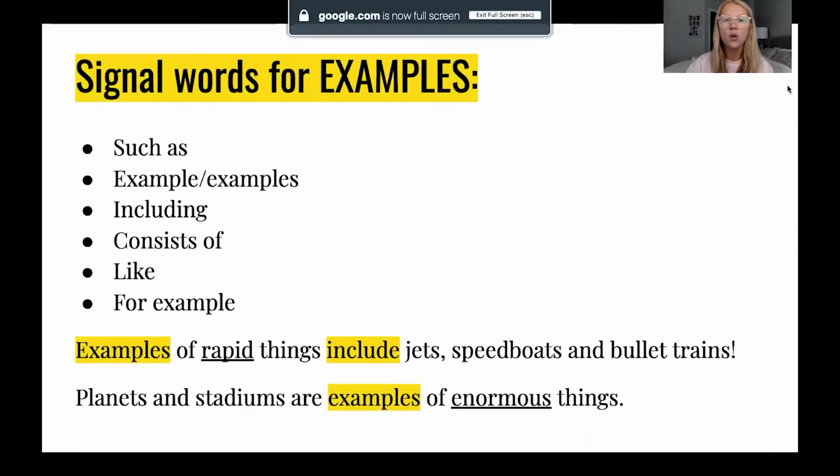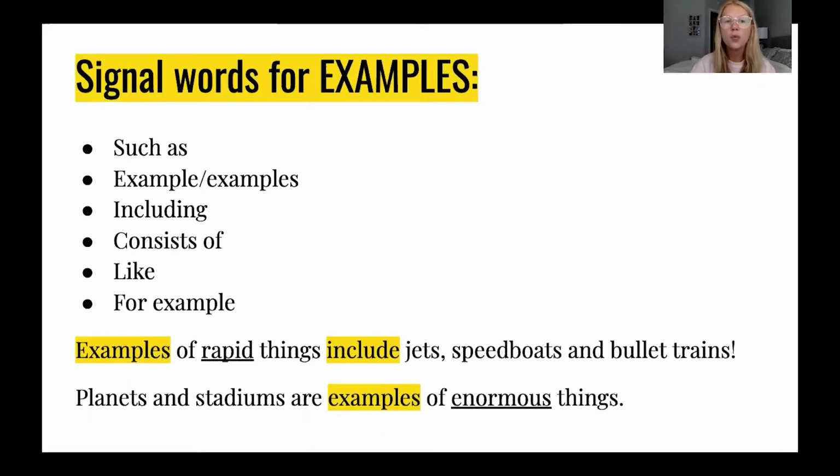Let's go over some signal words for examples. So when we're reading, these are words that we can keep our eyes peeled and looking for to help us as readers identify an example as a context clue within a text. So some signal words are such as, example or examples, including, consist of, like, for example.